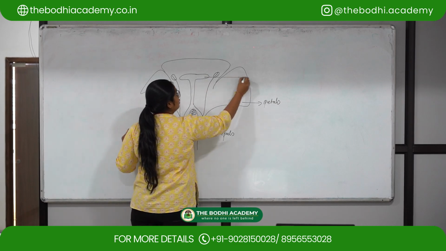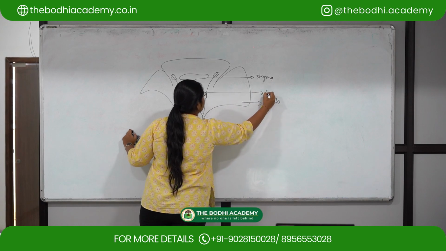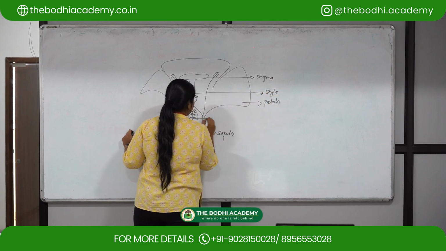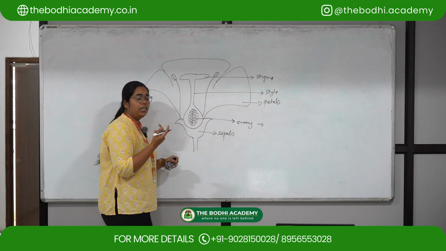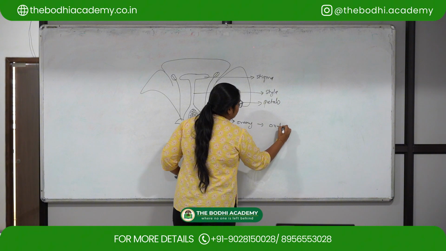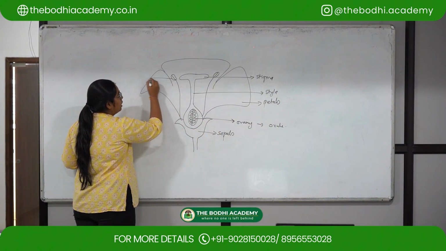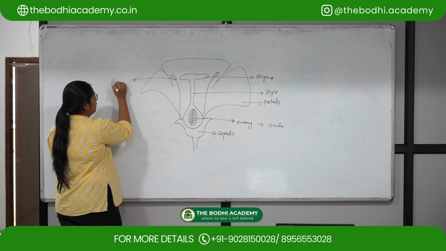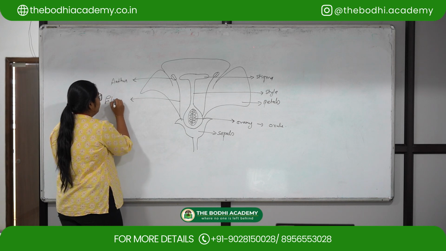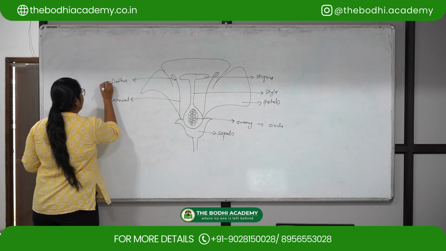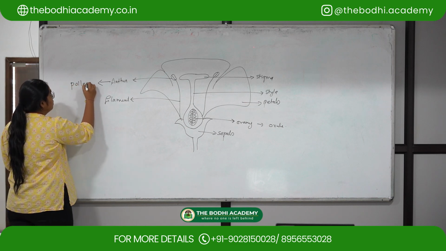That is, it consists of stigma, style, and ovary, which consists of the female gamete called the ovule. Then the male reproductive part is called the stamen, which consists of anther and the filament. Inside the anther, the male gamete will be produced, that is the pollen grain.